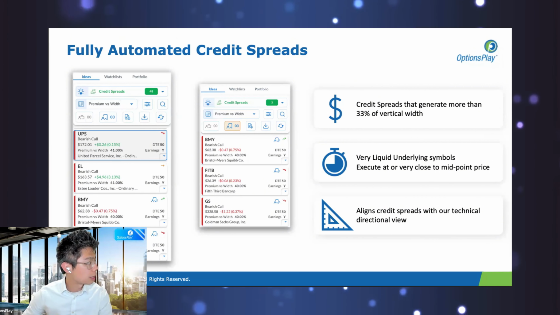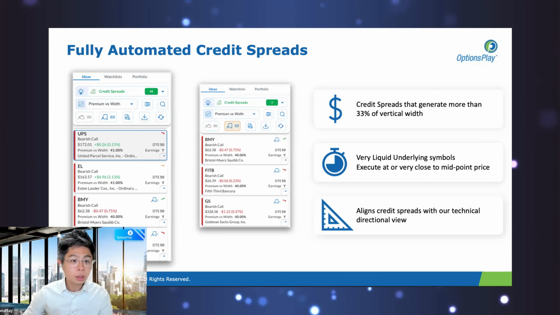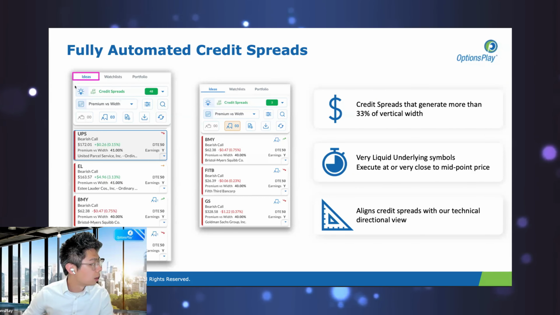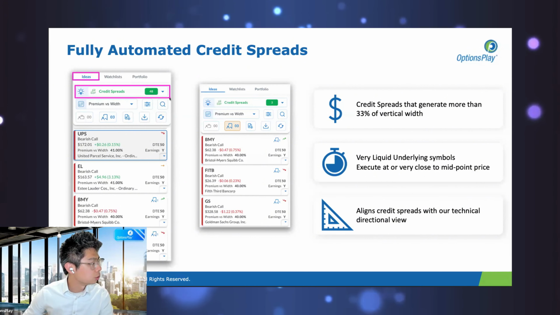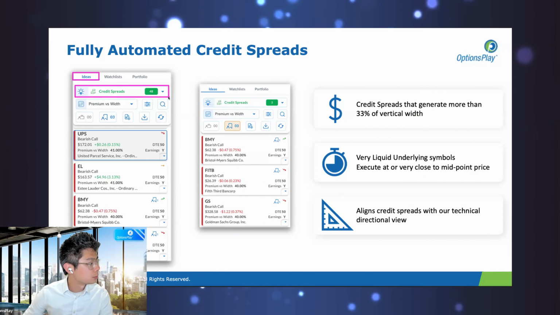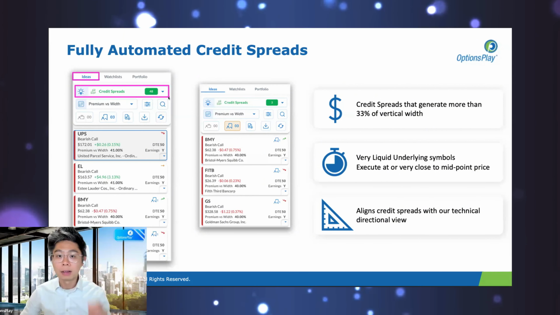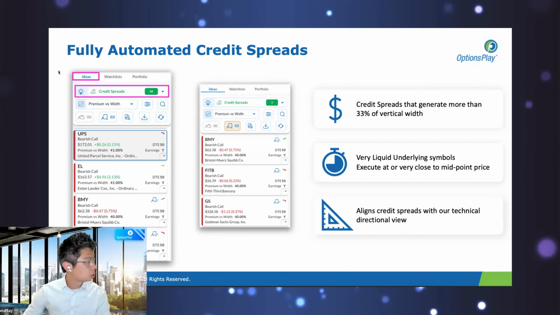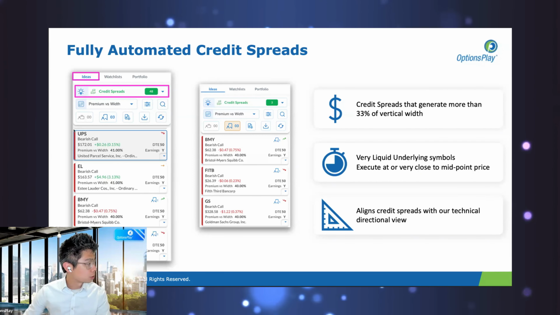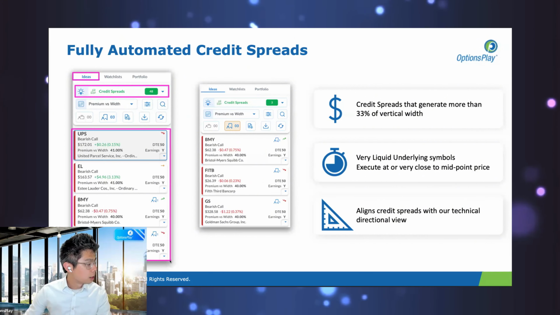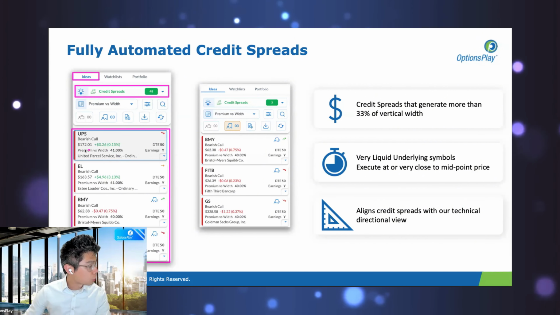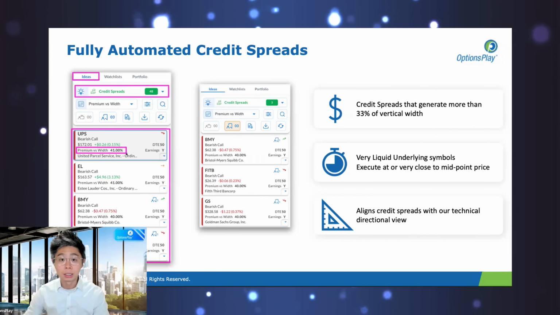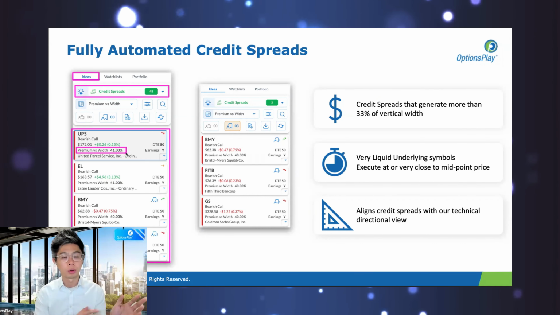So when you go to your ideas section on your OptionsPlay platform, underneath the ideas section, there's a drop-down menu for specific types of ideas, and we have a drop-down menu specific for credit spreads. And when you choose ideas under credit spreads, what you're going to get is a list of credit spread opportunities that are sorted based on the premium versus width, meaning which strategies give you the best risk to reward ratio.